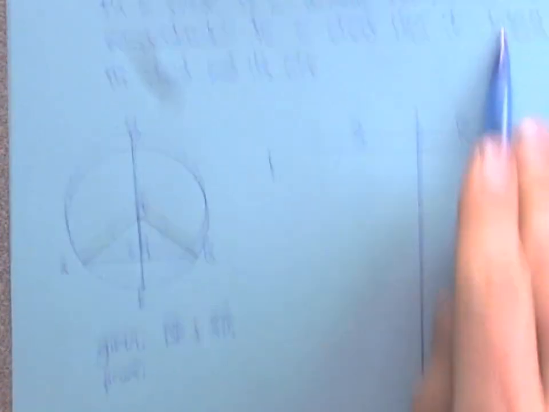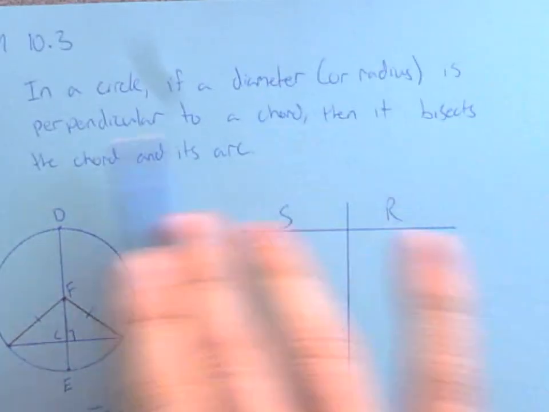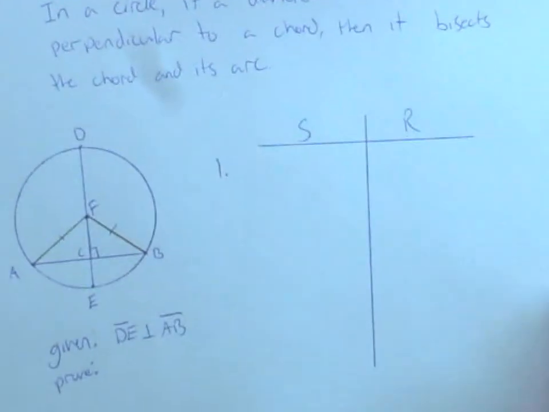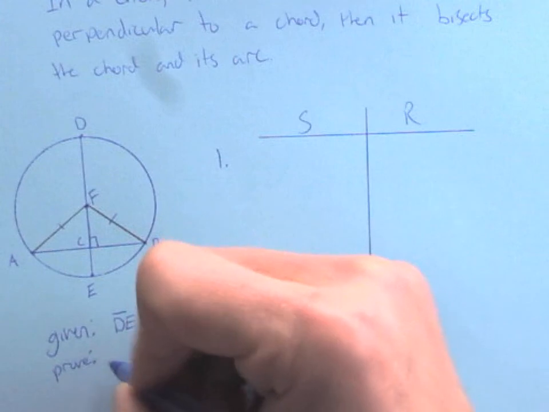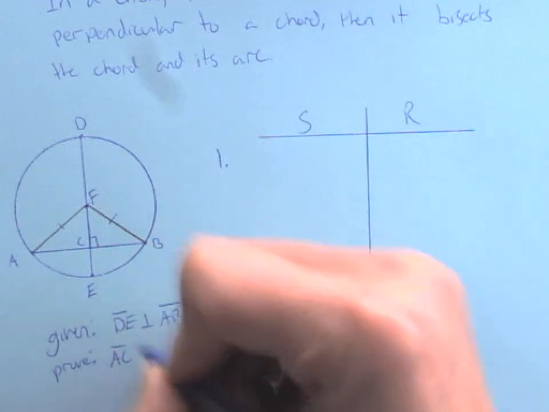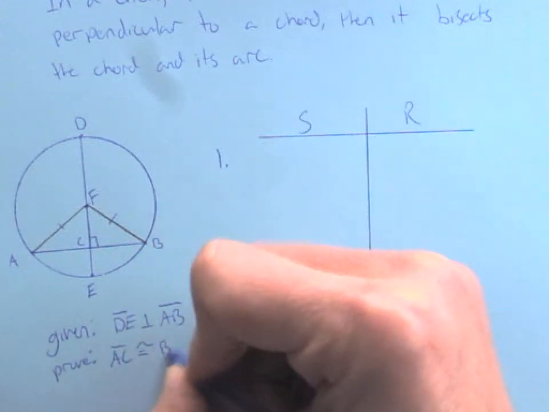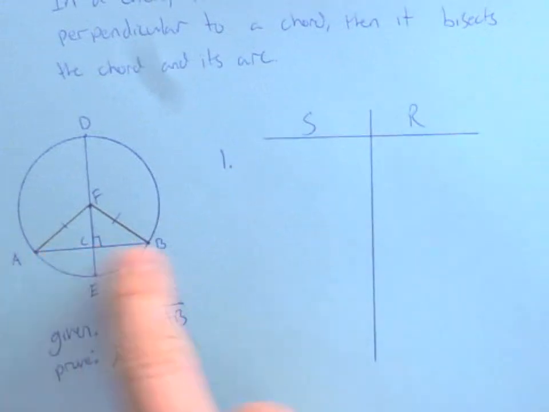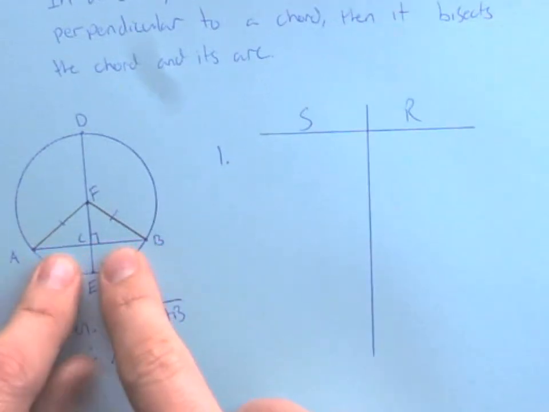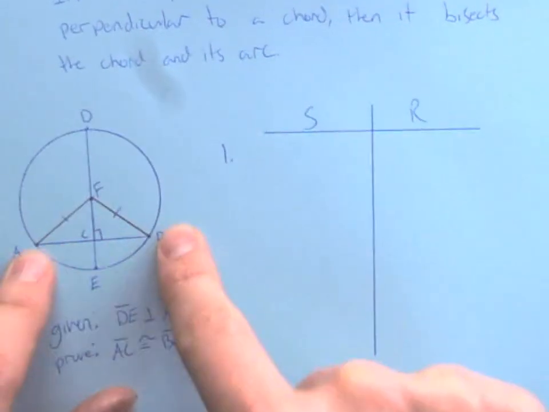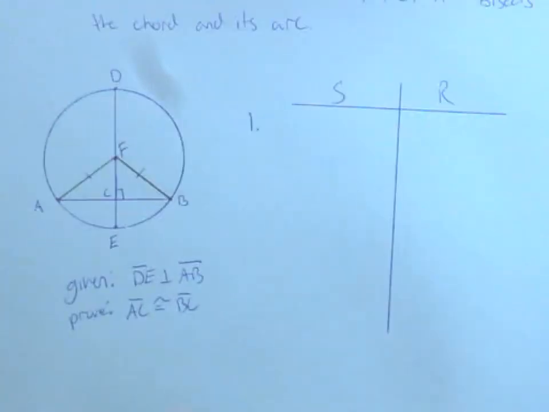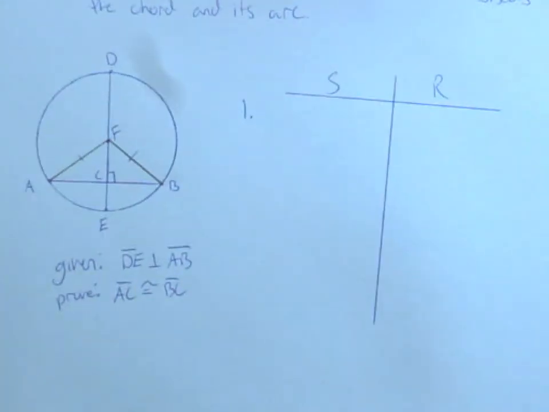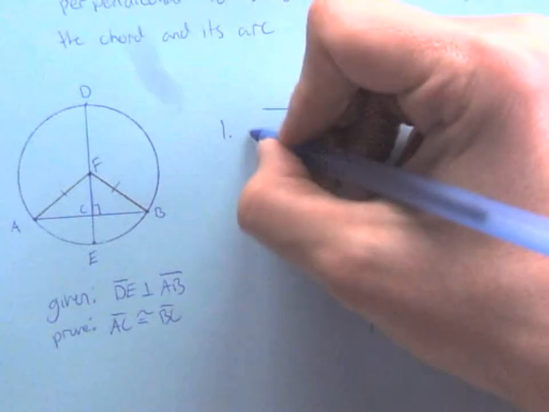What we're trying to prove, there's actually two things. We're trying to prove that the diameter bisects the chord and the arc. Let's start with just the chord for a second, and then we'll add to that. What we're trying to show is that AC is congruent to BC. This little guy is congruent to this guy. If these two things are congruent, then this is cutting AB into two equal halves. So showing AC is congruent to BC is enough to show that DE is bisecting AB.